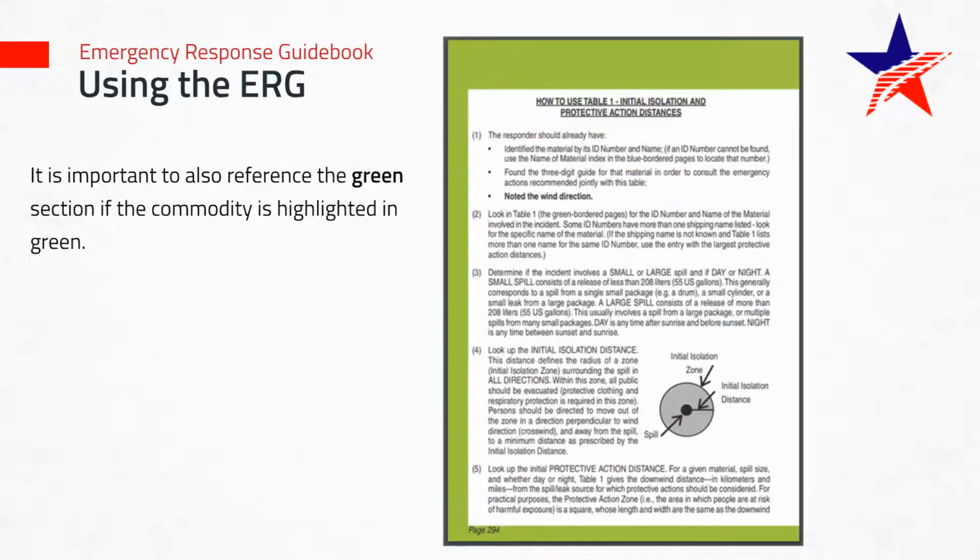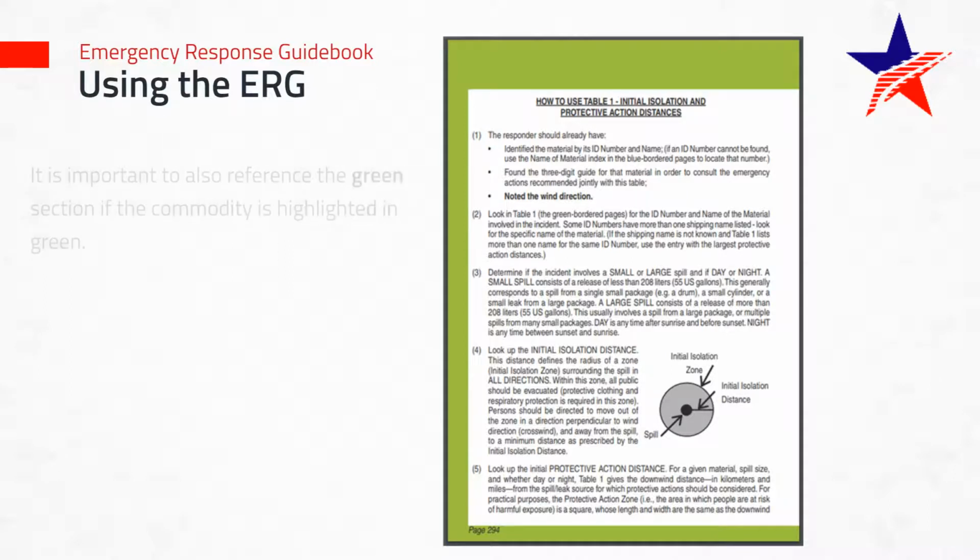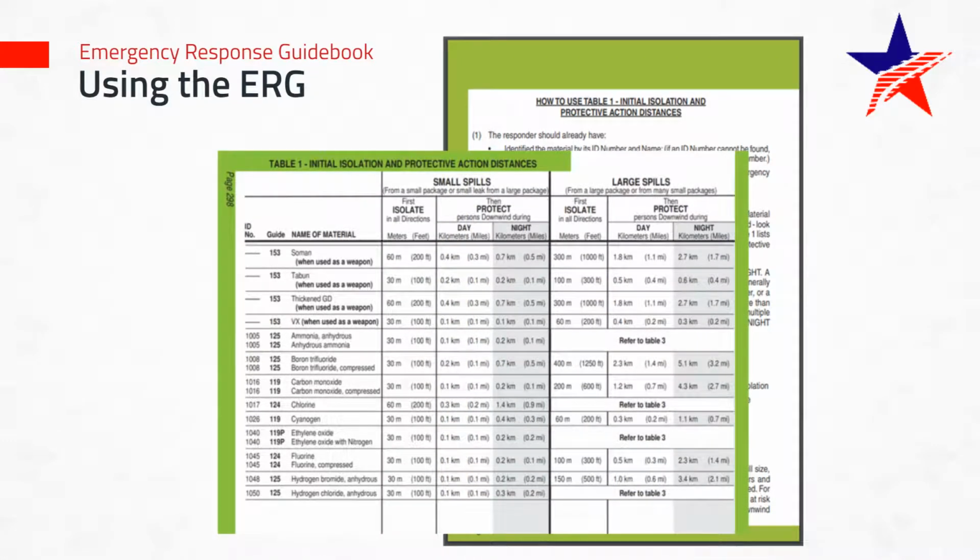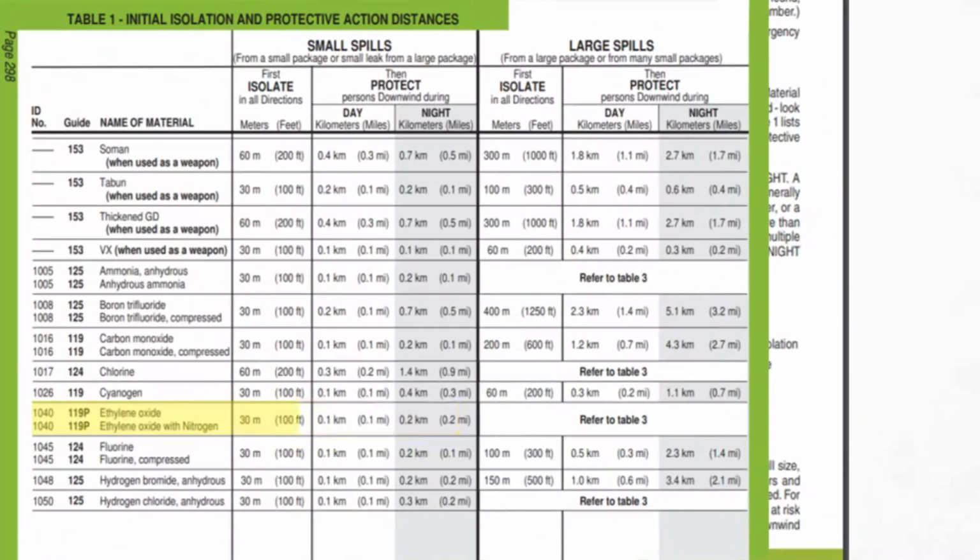If the incident involves a commodity that is highlighted in green, you will also need to go to the green section. The first page contains directions on how to use the table for initial protective actions. The next step is to find the commodity by ID number and determine if you have a small or large spill. Here we see the information for ethylene oxide, which was highlighted in green in both the yellow and blue pages. Anything more than a 55-gallon drum can hold is considered a large spill.